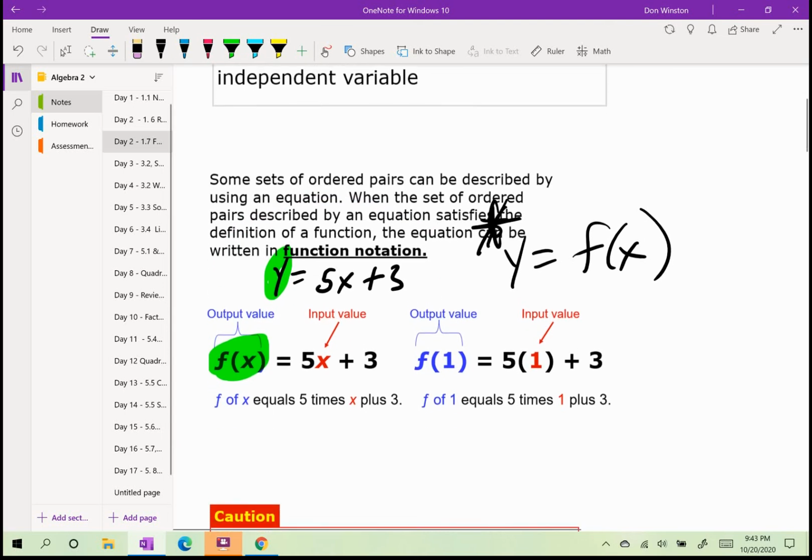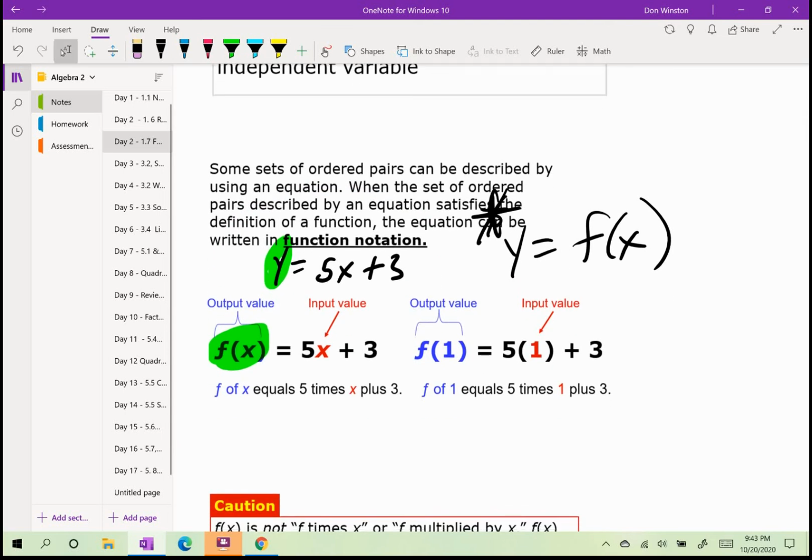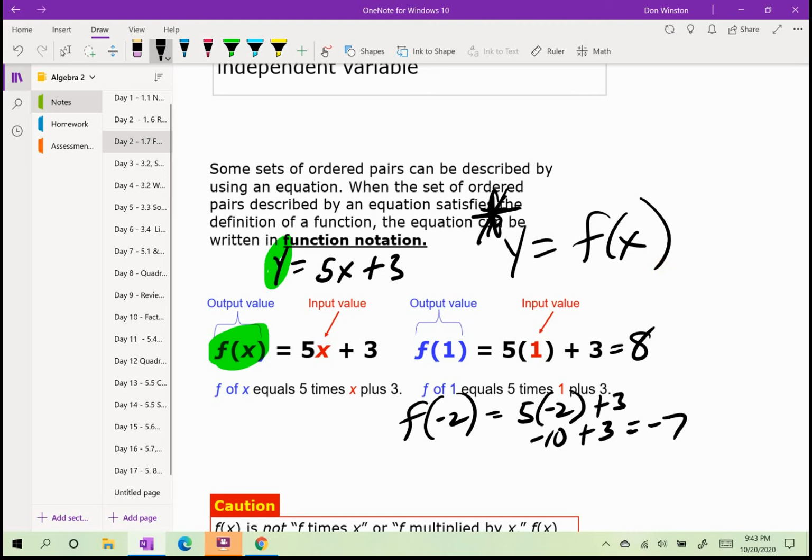Now, when x is equal to 1, when we substitute 1 for x, we get 5 times 1 plus 3, and so we get 8. If x was equal to negative 2, we would have 5 times negative 2 plus 3, and that would be negative 10 plus 3, and that will be negative 7. That's evaluating a function.